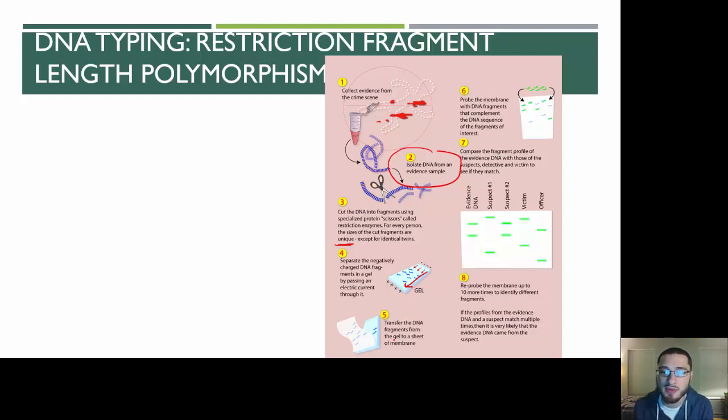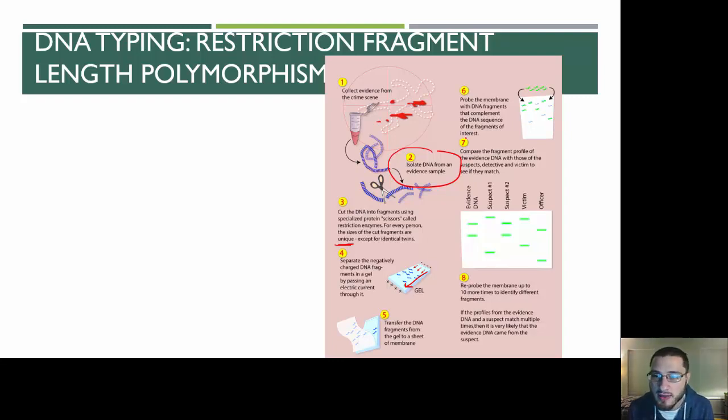You then transfer the DNA fragments from the gel to a sheet of membrane, and probe the membrane with DNA fragments that complement the DNA sequence of the fragments of interest. You compare the fragment profile of the evidence DNA with those of the suspects, the detective, the victim, anything you think is relevant. Any suspects, anyone that might have been at the scene, you're going to compare them.